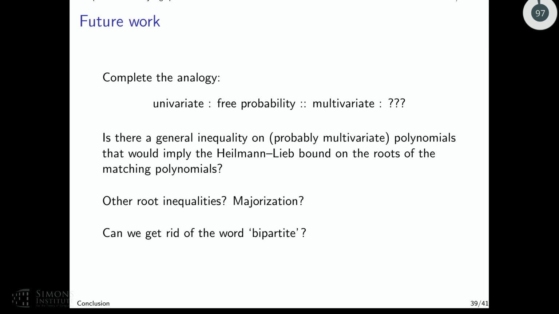And so then another question is root inequalities. One thing we've noticed is that in a lot of situations there seems to be this majorization order that goes along with various operations. And if you could find something like this, it would imply exactly what you're asking, that the largest and the smallest root are both smaller. And in particular, doing such a thing would get rid of the word bipartite.